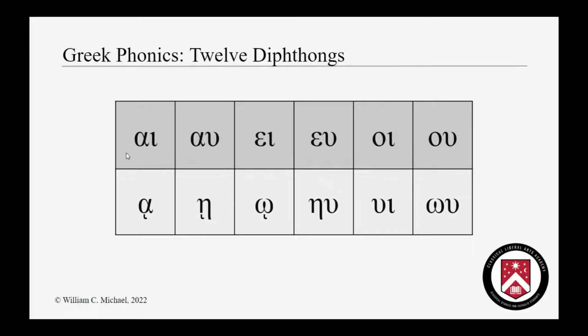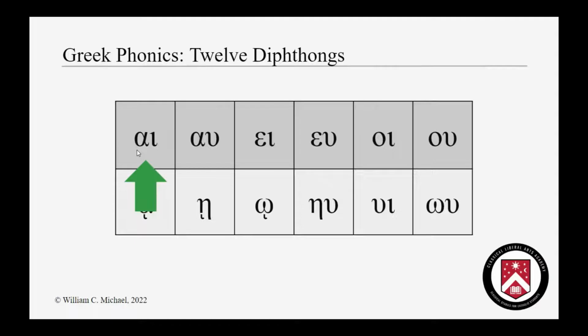Here we see the 12 Greek diphthongs, and you can see that they're set in 2 rows. The top row is shaded with a darker color, and the bottom row is lighter. This is because these are 2 different kinds of diphthongs, and we learned this in Greek grammar. This first row of diphthongs are called proper or true diphthongs. The second row are called improper diphthongs, and I'll explain why in a bit. Let's look at each of these diphthongs one by one and learn how they're to be read in Greek.